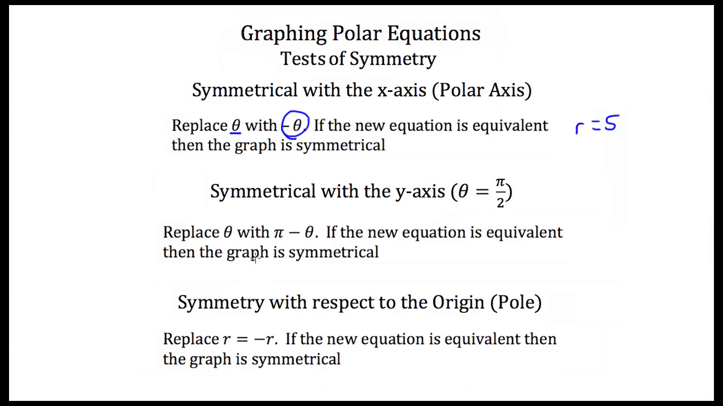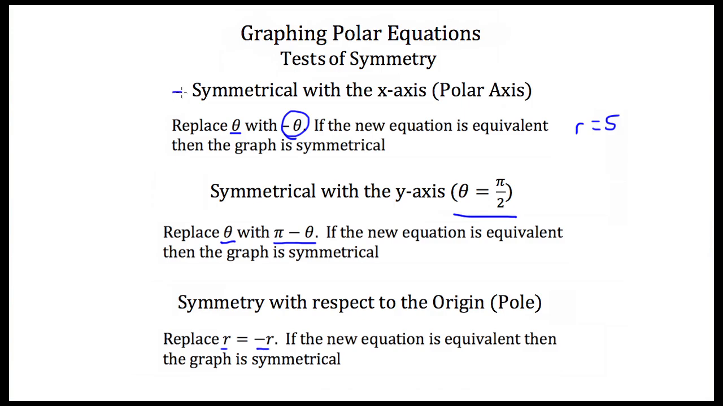Now, if you can replace theta with pi minus theta and end up with basically the same equation, then you're symmetrical with the y-axis, or the line theta is equal to pi over 2. If you can replace r with negative r and end up with the same equation, then you're symmetrical with respect to the origin, or your pole. However, these tests of symmetry are not always accurate.